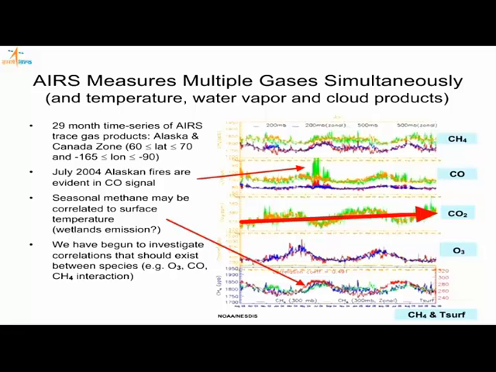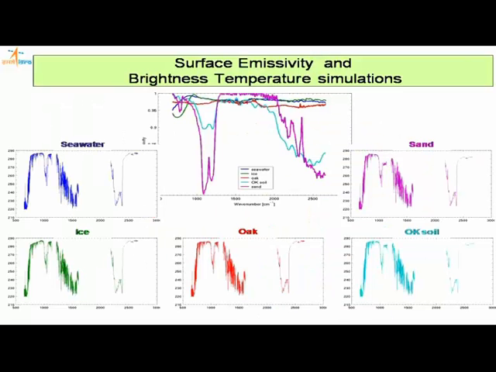You can also derive the surface emissivity, that is spectral surface emissivity, from these type of spectral measurements. If you see seawater, sand, oak soil, oak and ice, the different AIRS spectrum, you see that there is a lot of difference in these spectrums, and from this type of signatures you can derive the spectral surface emissivity.